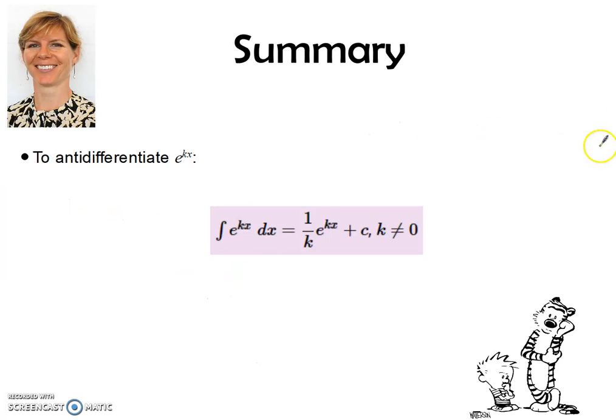So that's all we really need to look at with this video, and this is all you need to know. If you're going to anti-differentiate e to the kx, just make sure that you divide by the derivative of this function up here, leave e to the kx by itself, and don't forget plus c.